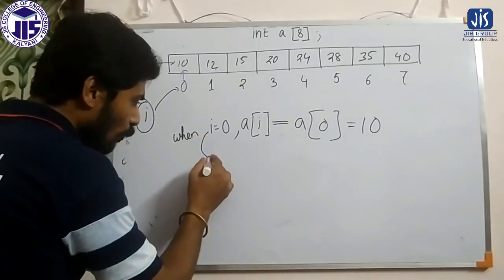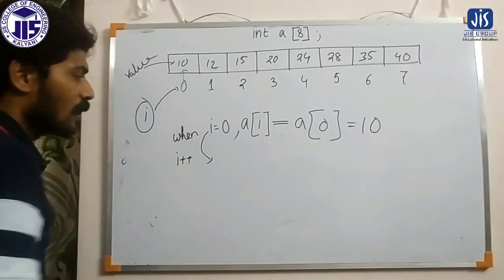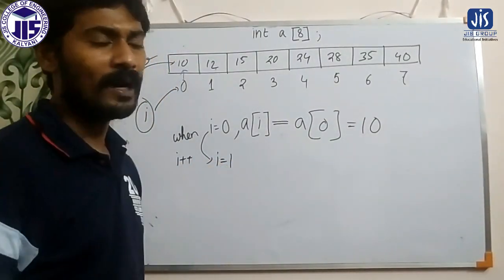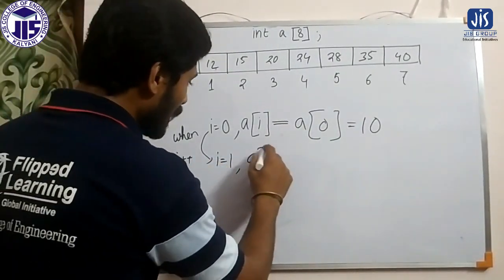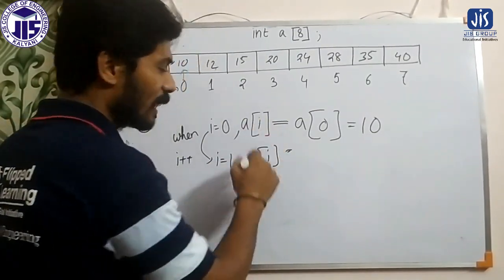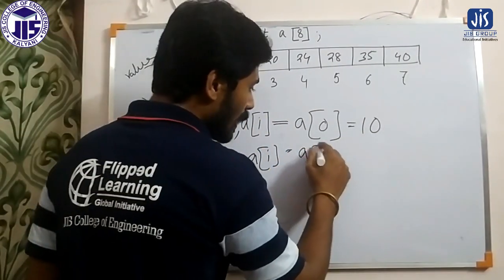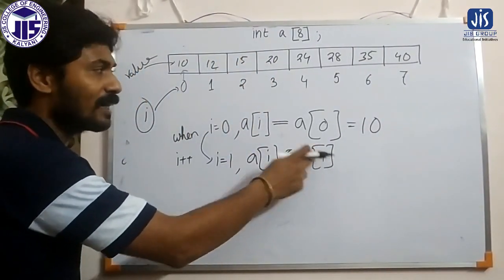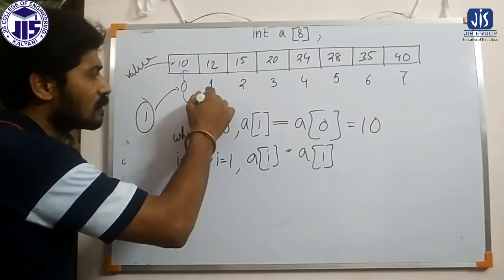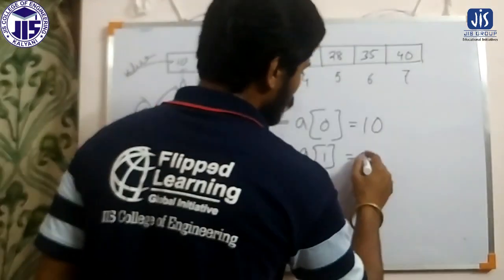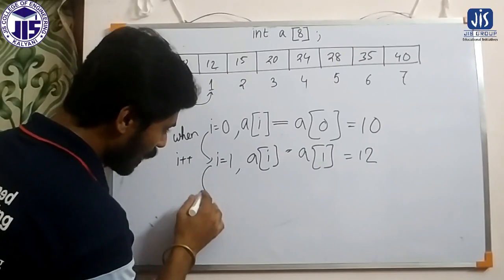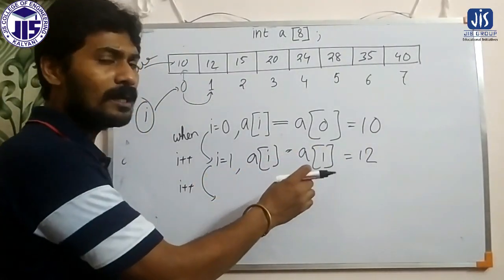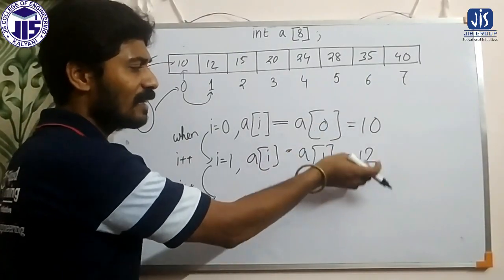Now I change the value of I with I plus plus. I perform the I plus plus operation, so the value of I will become 1. The value of I is now 1. So now if I write AI, the same thing I am considering, it will be A1. As the value of I gets changed, now it is representing A1. So from this element we shift to this element. So it is 12. Then again I perform the same thing, I plus plus. After every assignment, first I assign 10, then I assign 12.